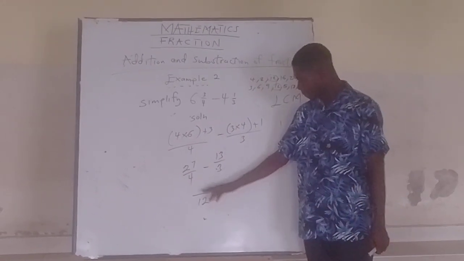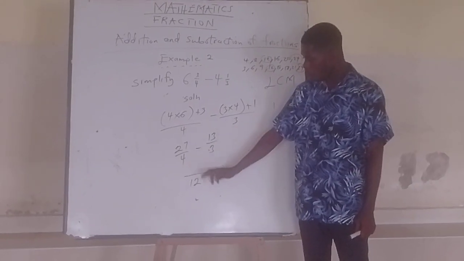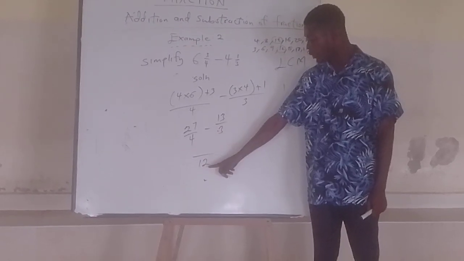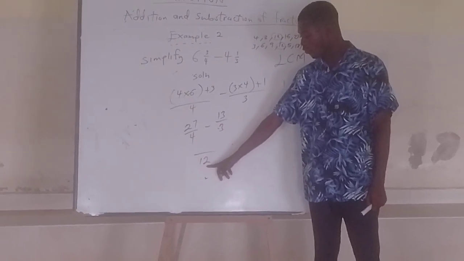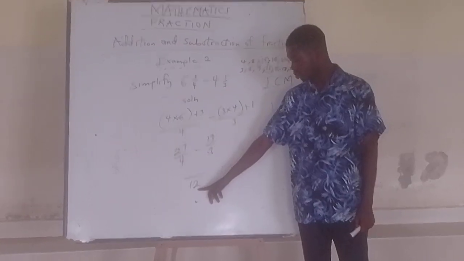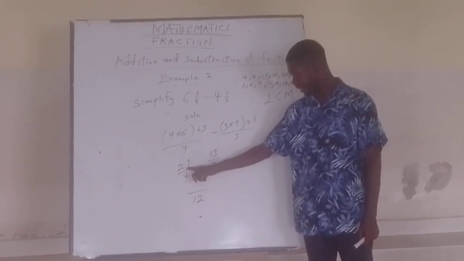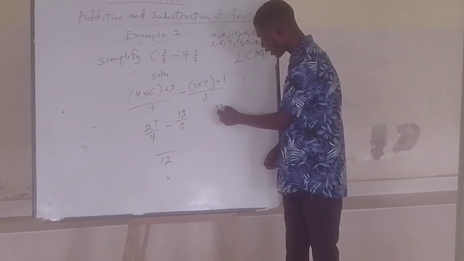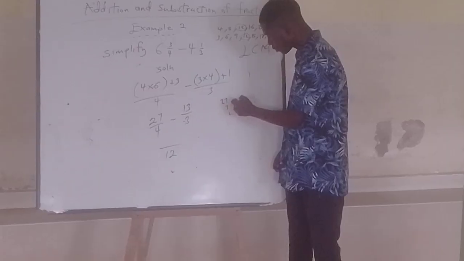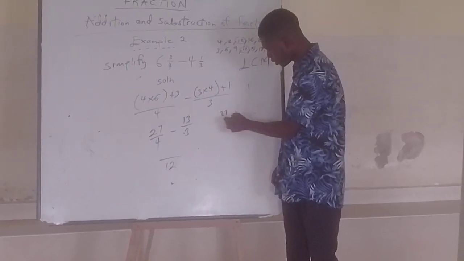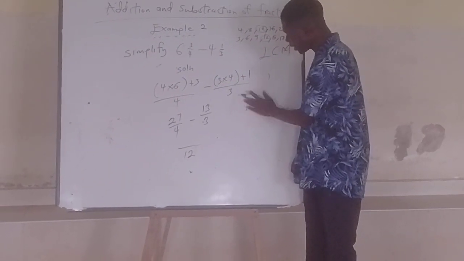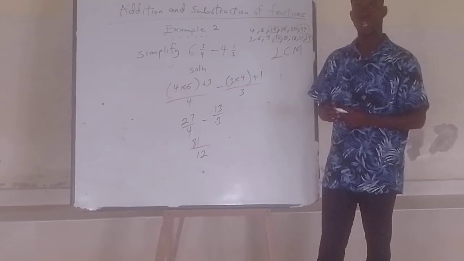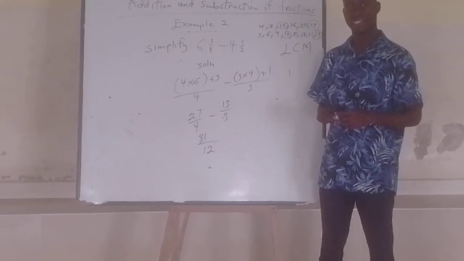Now, 4 goes into 12 how many times? 4 goes into 12 3 times, right? So we use 3 to multiply the numerator. 27 times 3. That's 81.